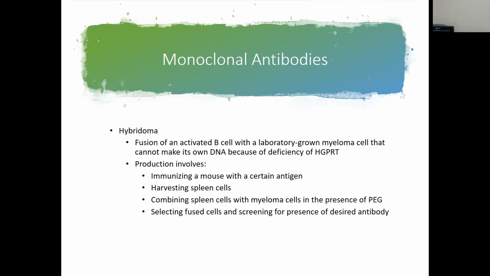So, because it's deficient in that, it can't make its own DNA, so guess what we're going to do? We're going to give it that B cell DNA. And then once that myeloma cell gets some new DNA, it's like, phew, look what I can do. We're moving. Okay? So how do we get that?